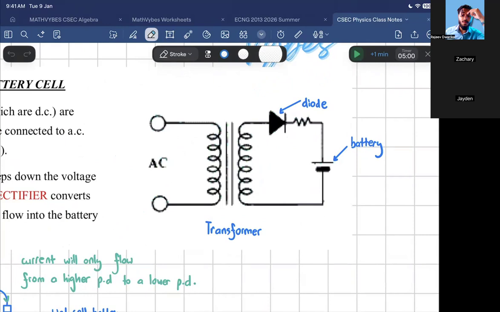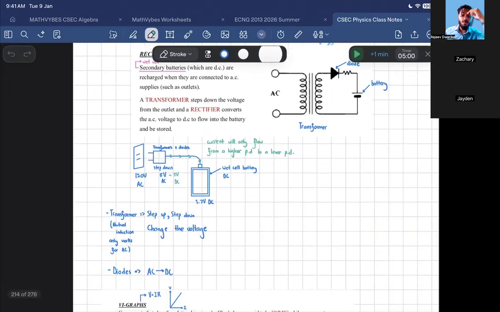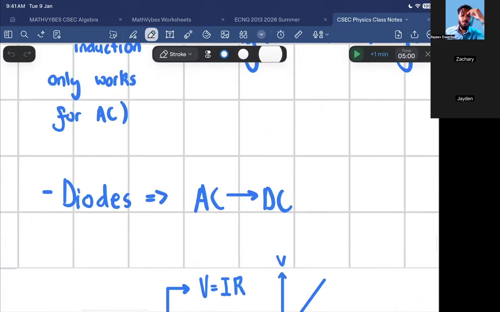So the transformer, what does the transformer do? Does it convert from AC to DC, or bring down the voltage? Let's bring down the voltage. The diode is what converts from AC to DC.